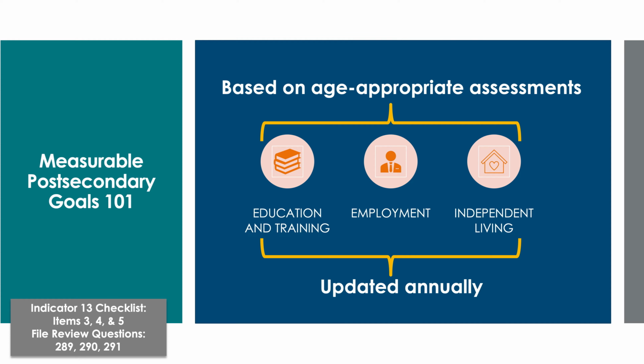So, what are post-secondary goals? Post-secondary goals must be measurable or countable, and they must identify a specific outcome for the student to occur in the future, after high school. They do not define a process that is or will occur while still in school.